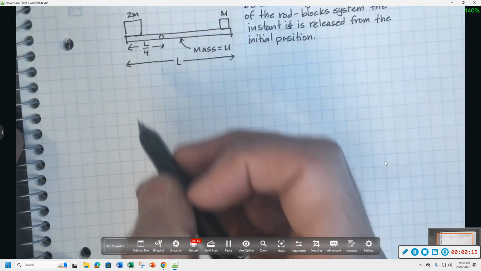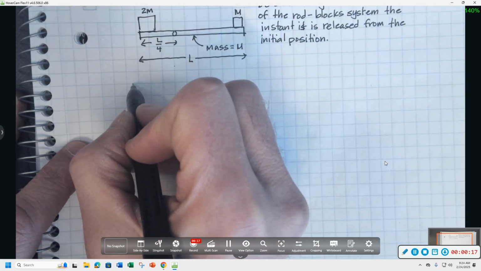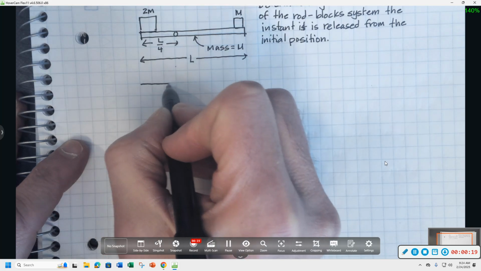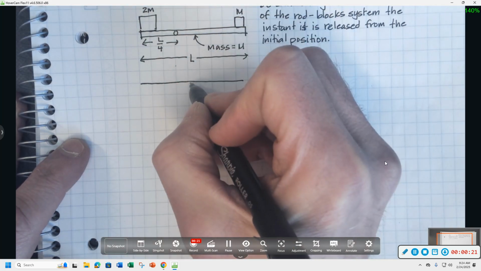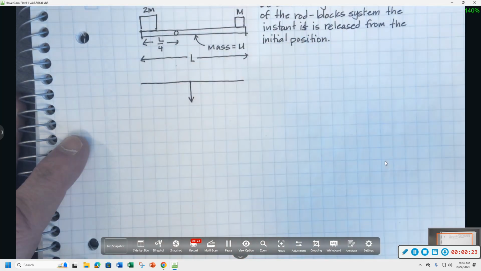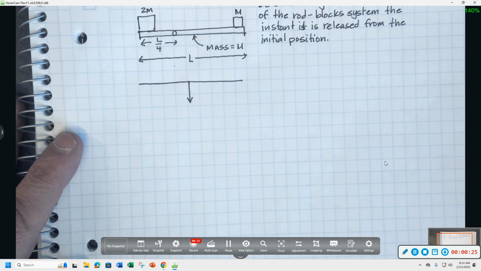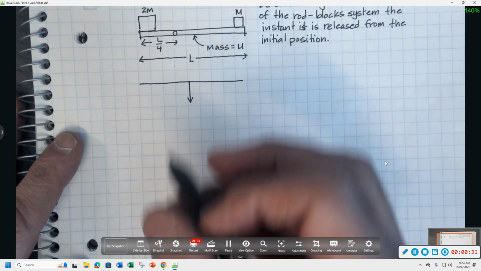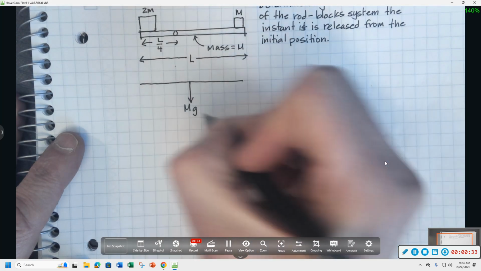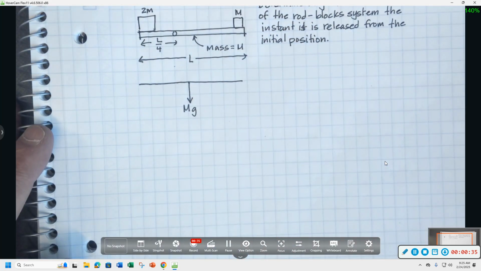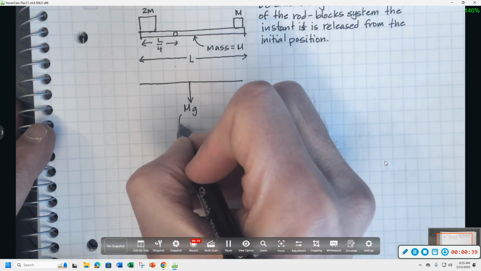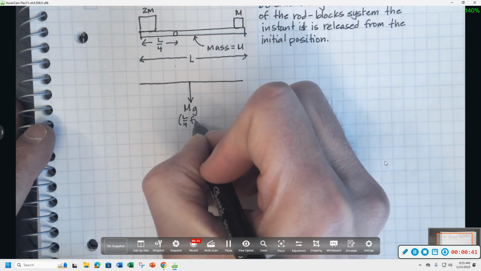Gravity. Okay. So we've got gravity. Gravity is acting at the middle, right? And that force is going to be m times g. How far is that away from where the pivot point is? L over 4. Okay, so this is L over 4 from the pivot.